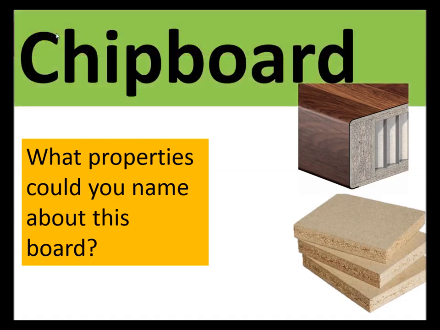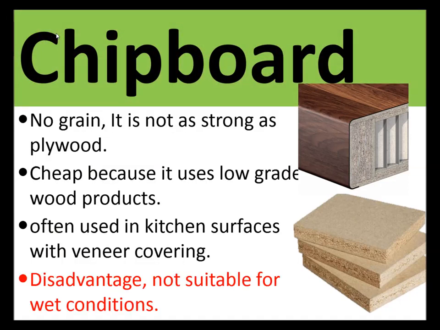There is chipboard, and the properties of chipboard are, it doesn't have grain, but it's not as strong as plywood. It's cheap because it can use low grade wood products, and it's often used in kitchen surfaces and cheap furniture. With kitchen surfaces, it can have a veneer coating which improves the appearance of it, but it's not really suitable for wet conditions.